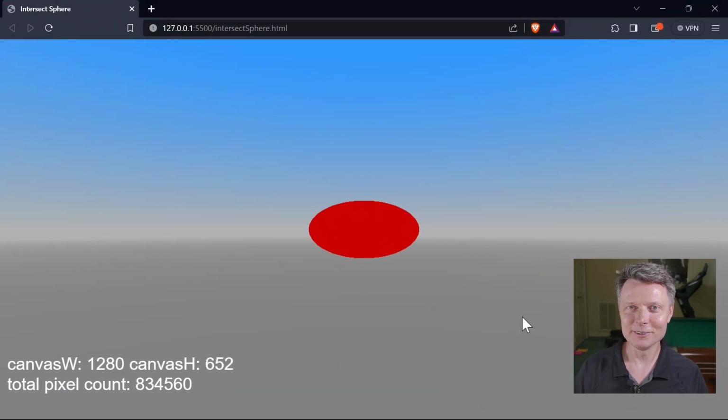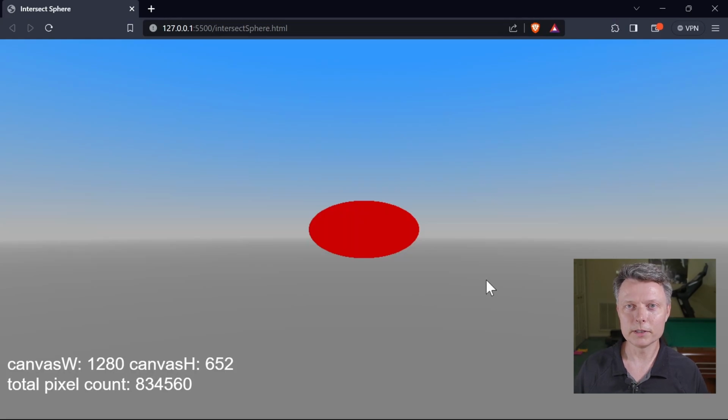All right, cool. So there's something there that kind of looks like a sphere, although it's kind of squashed looking, but I'm so happy that we can see a red spherical object in our scene now. So you may be asking, why is the sphere looking squashed? Why is it wider than it is tall? And that's because we haven't taken into account the aspect ratio of our screen.